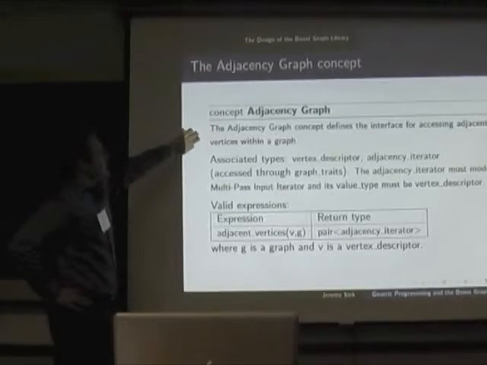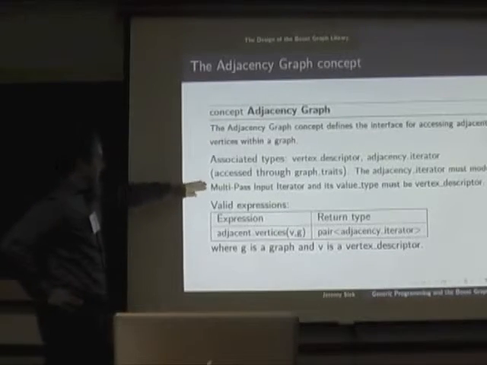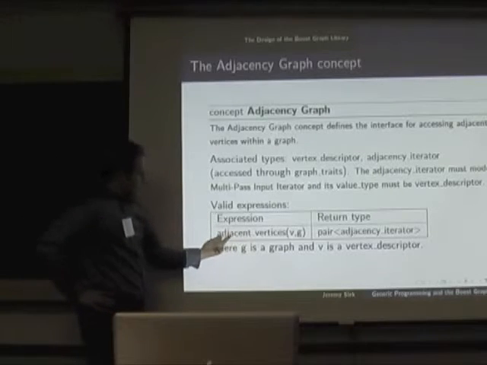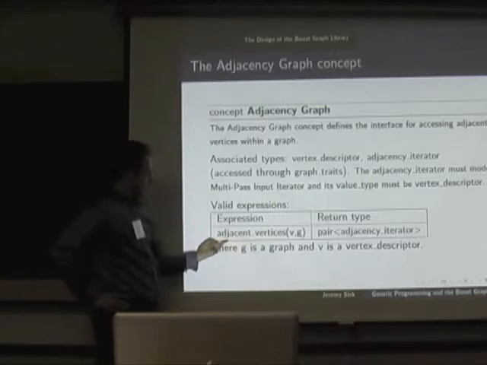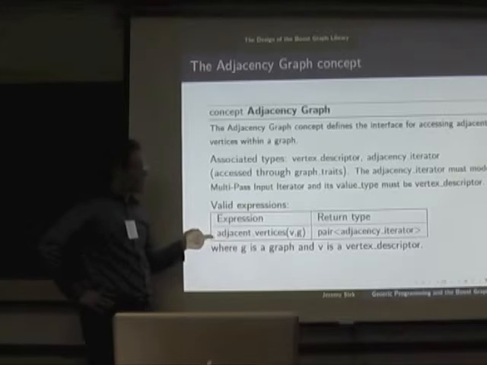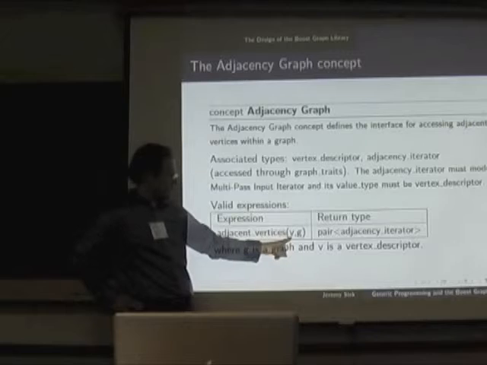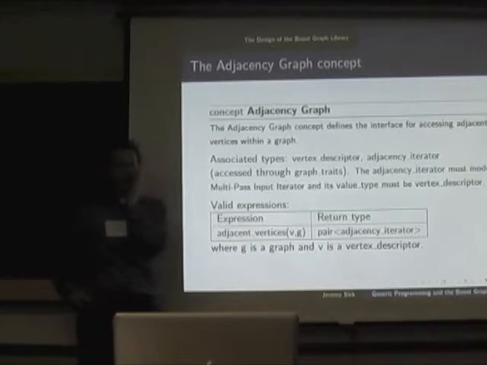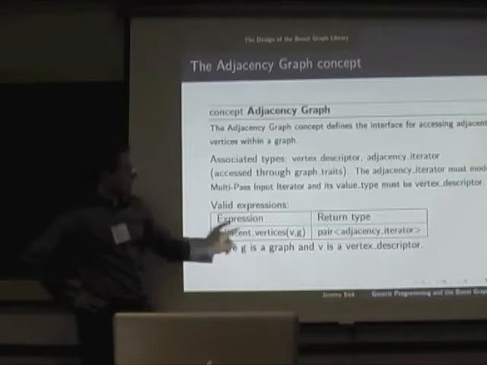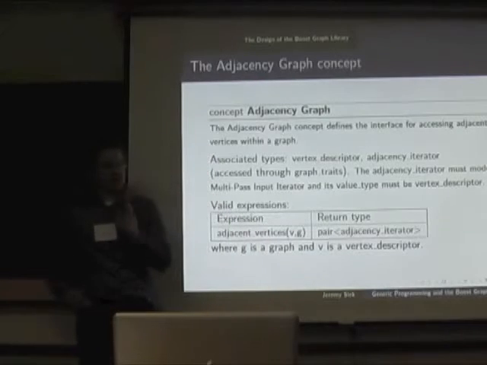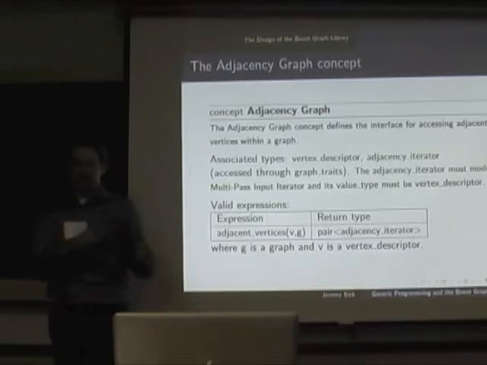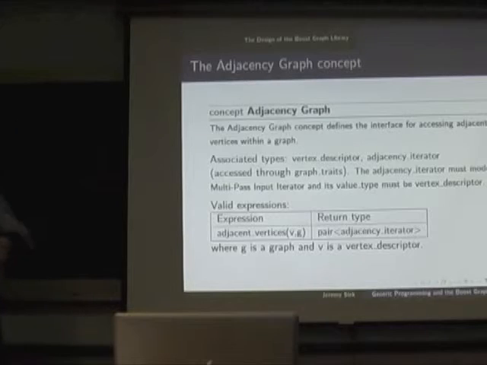This is the adjacency graph concept, and it provides a function, the valid expression for this concept, where you can ask for the adjacent vertices of a particular vertex in a particular graph. What you get back is a pair of this thing called an adjacency iterator, a first-last pair, so you can iterate through that range to get all of the adjacent vertices.